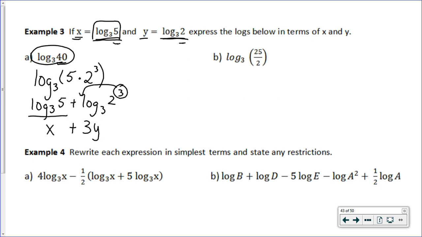So what you might want to do now is pause the video and try this one.